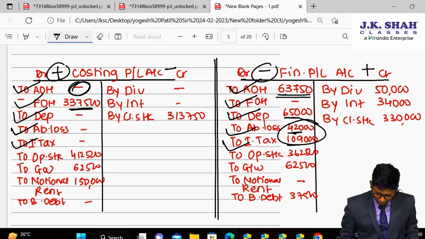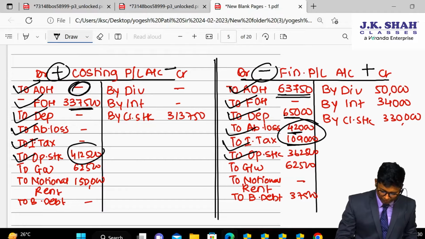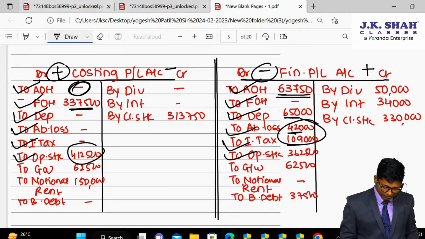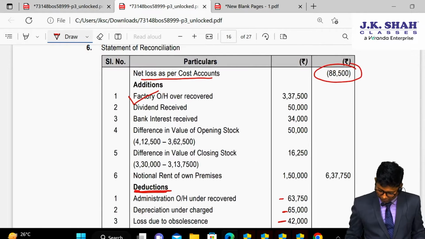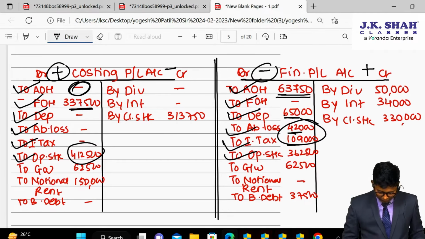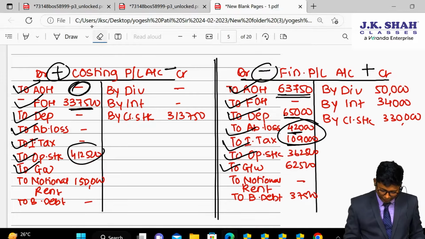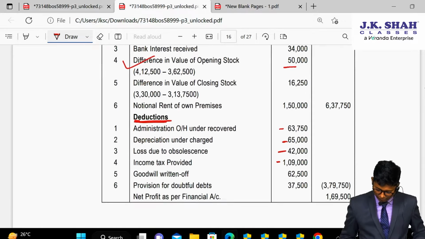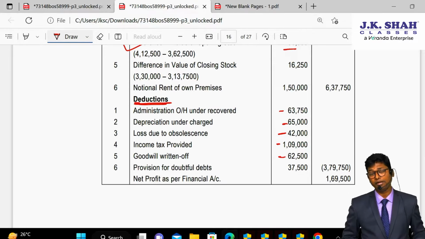Opening stock 412,500, opening stock 362,500, higher amount is 412,500. So 412,500 minus 362,500, difference is 50,000, and that 50,000 is higher in the costing and it carries plus mark. That's why it is added. You should check that. See here, difference is added in the opening stock. After that, go in a straight way. Goodwill written off, you can record in finance. You are not allowed to record goodwill written off in costing. So 62,500 is a less adjustment. You can record this, you can see this, it is recorded under deductions.